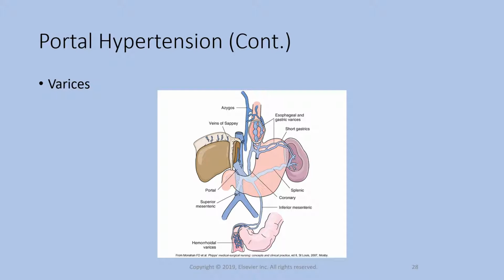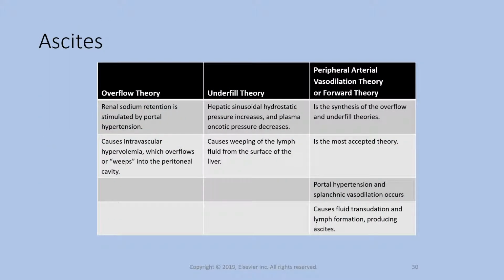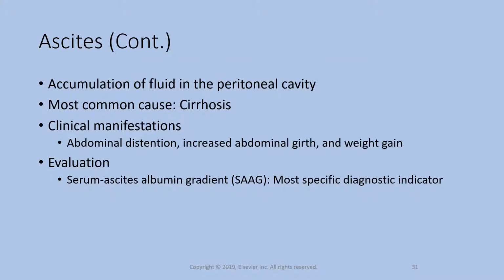This is a picture. As the portal system backs up, you get hemorrhoids, varices; you can get splenic varices, you can get esophageal varices, all caused by back pressure. It can be associated with portal hypertension and liver disease. The overflow theory: renal sodium retention causes intravascular hypervolemia. Underflow theory: hepatic sinusoidal hydrostatic pressure, and the peripheral arterial vasodilation theory. I don't think any of you know that.